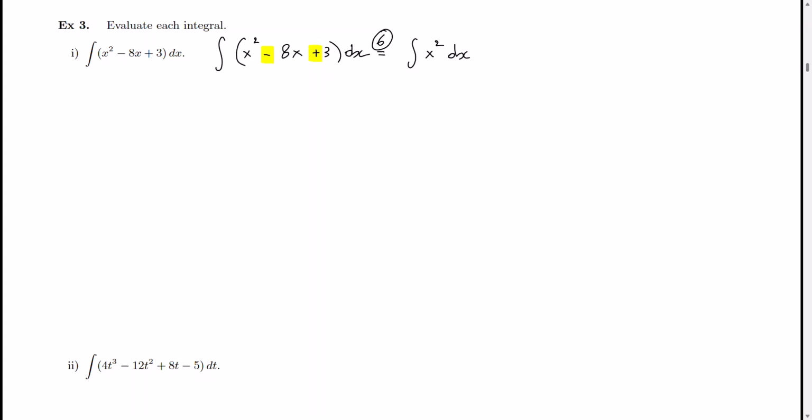So I'm going to write down the integral of x squared dx. Then I'm going to ignore the minus and write down an integral for the 8x. Then I'm going to ignore the plus sign and just write down an integral for the 3. So the minuses and pluses basically are the places where we separate the problem into 3 different integrals.